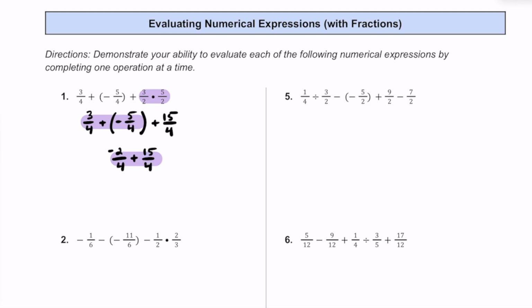And finally, if we add this negative 2/4 plus 15/4, negative 2 plus 15 is going to be 13, so this is going to be 13/4. And we can also write this as a mixed number if you'd like to and say this is going to be 3 1/4. All right, let's check out another one.